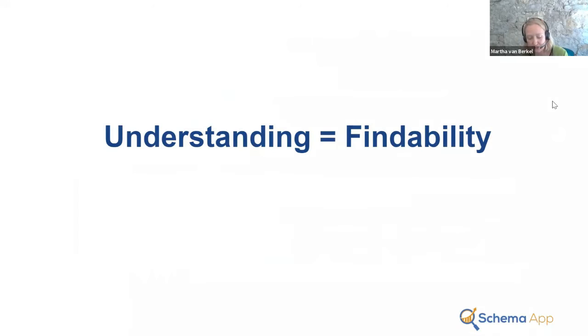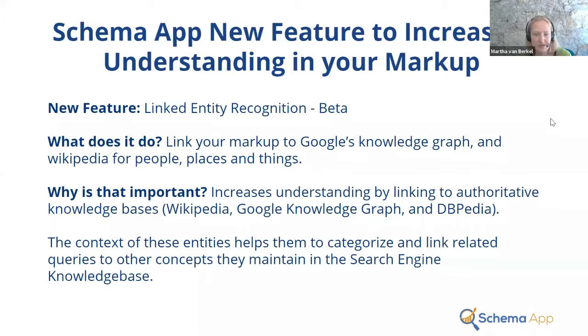Because it's all about understanding, which then leads to findability. And what's actually interesting is that Google's been using the word understanding, or help us more, similar to that word, as they clarify things within their documentation. And so it's interesting because before they would often say, oh, well, we just want to know if you're getting that rich result. And now they're talking about how structured data really helps them with understanding. And so in this light, we've actually released a new feature into beta with Schema App called Linked Entity Recognition. And what's really cool about this is it allows you to, at scale, link your markup to Google's Knowledge Graph, Wikipedia, as well as Wikidata.